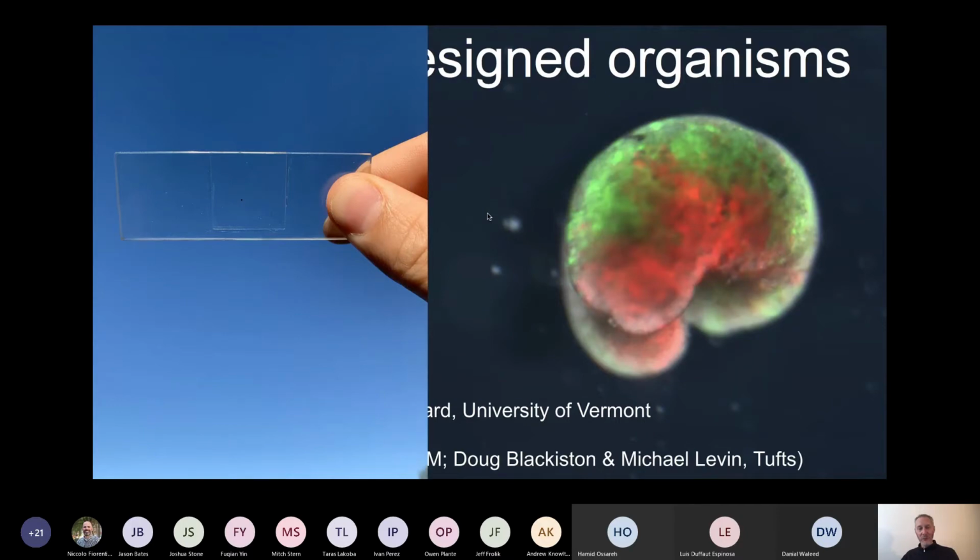Okay, so just for reference, we're going to be talking about these little guys today, and there's Sam holding up a plate, and you can see one of the xenobots there, which is sub-millimeter in diameter, so about the size of a grain of sand. That's the size scale that we're working at.